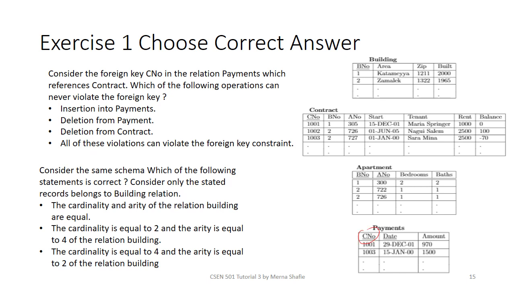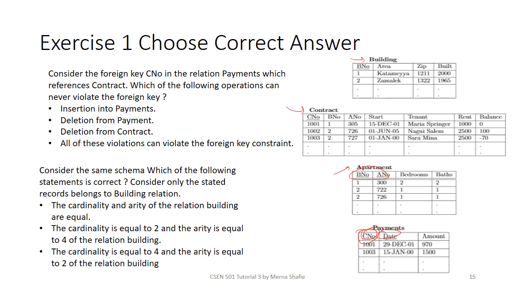This one. Let's just understand the schema that is given. We have building number, which is the primary key of the table, area, zip code, and build. And we have the table contract, which has the contract number as the primary key and several other attributes. And we have the apartment as the next relation with the building number and the apartment number together forming the primary key. And we have the payments, which has the foreign key of the contract number and the date that together form the primary key, and the amount.